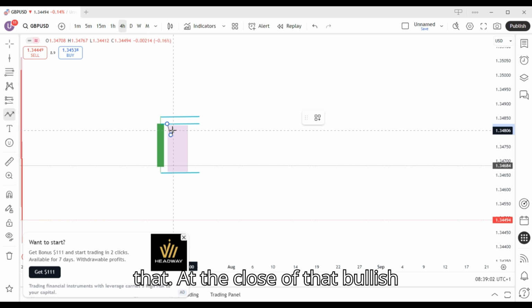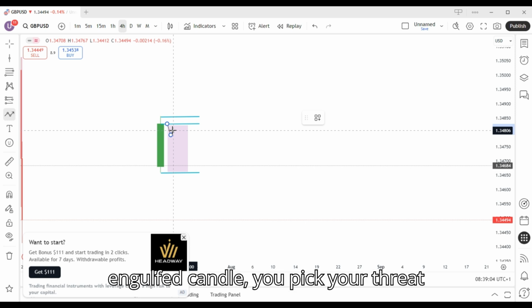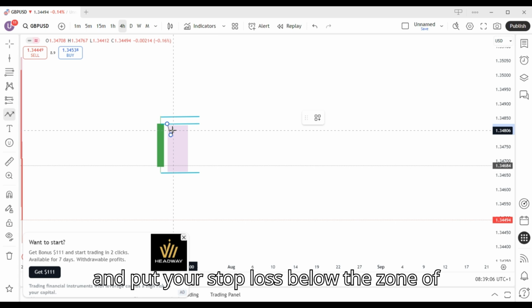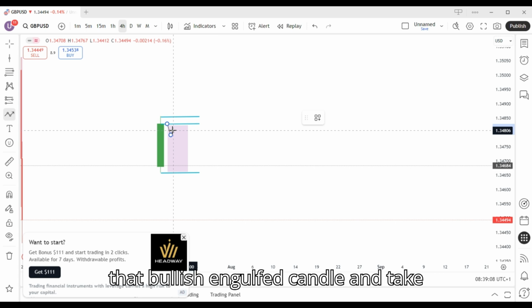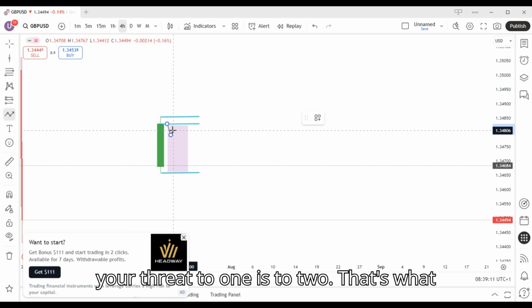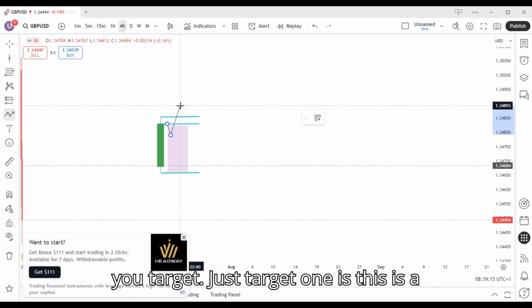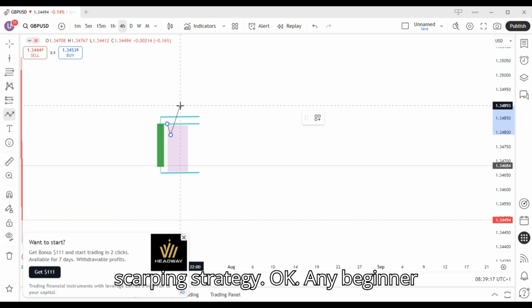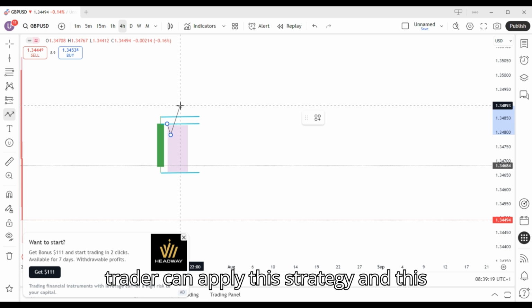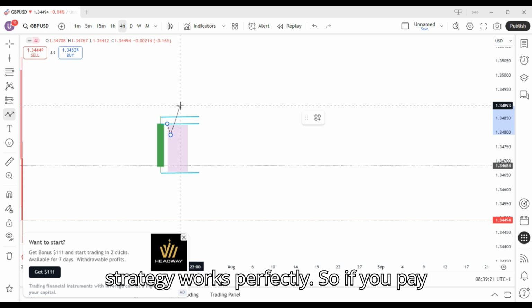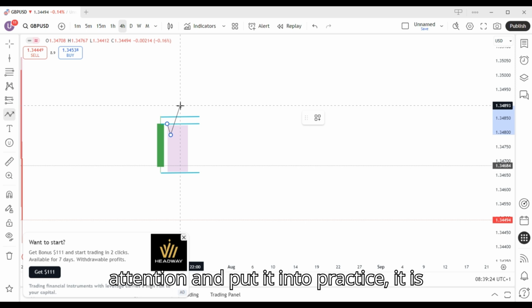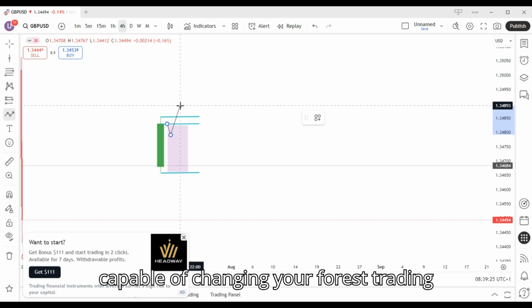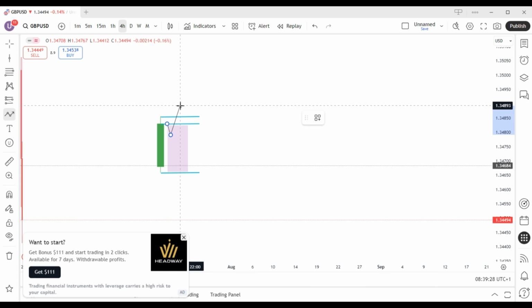At the close of that bullish engulfing candle, you pick your trade and put your stop loss below the zone of that bullish engulfing candle and take your trade to 1:2. That's what you target. Just target 1:2. This is a scalping strategy. Any beginner trader can apply this strategy, and this strategy works perfectly. So if you pay attention and put it into practice, it is capable of changing your forex trading journey.